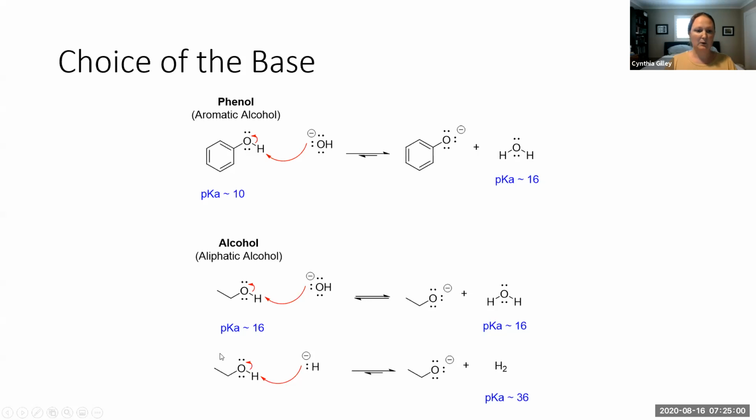aliphatic alcohol. However, we're using in our experiment a phenol derivative. So we're going to use the weaker base, the hydroxide base, instead of sodium hydride. There are some advantages to this as well. Sodium hydroxide is obviously much cheaper and more readily available.